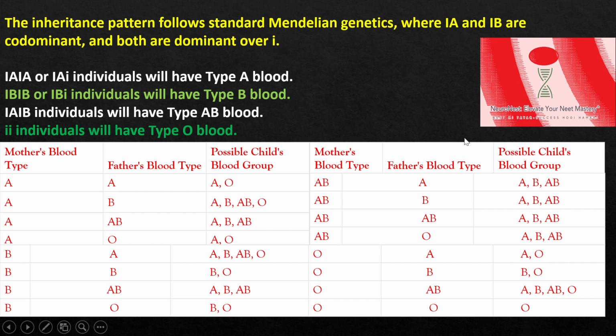This ABO blood group is also used in the legal process to identify the child's identity, whether the child belongs to the mother's side or the father's side. So depending upon that, it also has legal implementation.